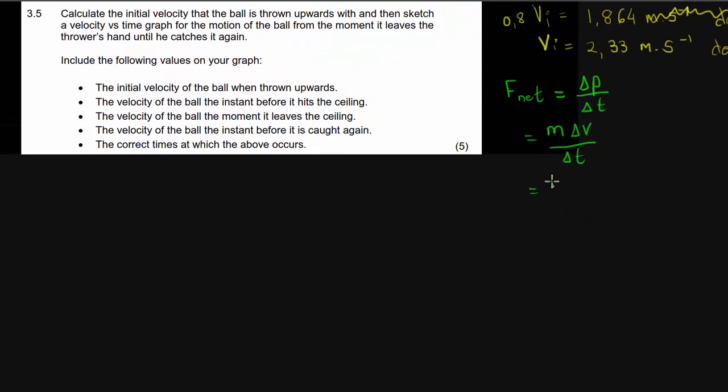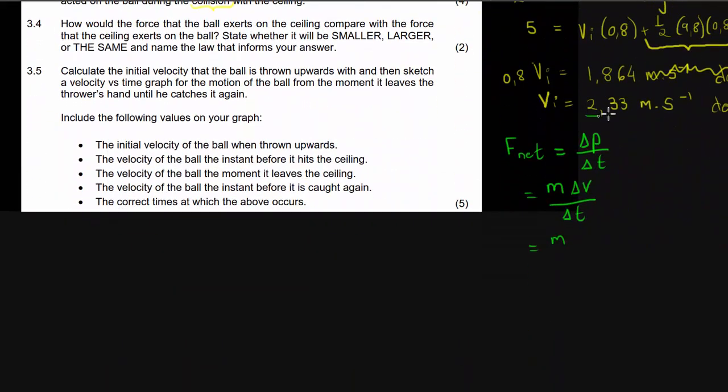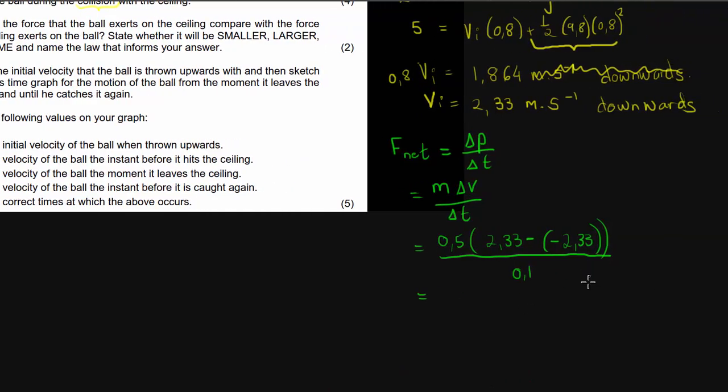So future velocity is downwards, so that's positive 2,33. Okay, so mass is 0,5. Future velocity is 2,33 minus initial velocity. Now the initial velocity is upwards, so that's minus 2,33, over change in time 0,1. Okay, so yeah, a little bit challenging question, but I don't think it's that difficult.